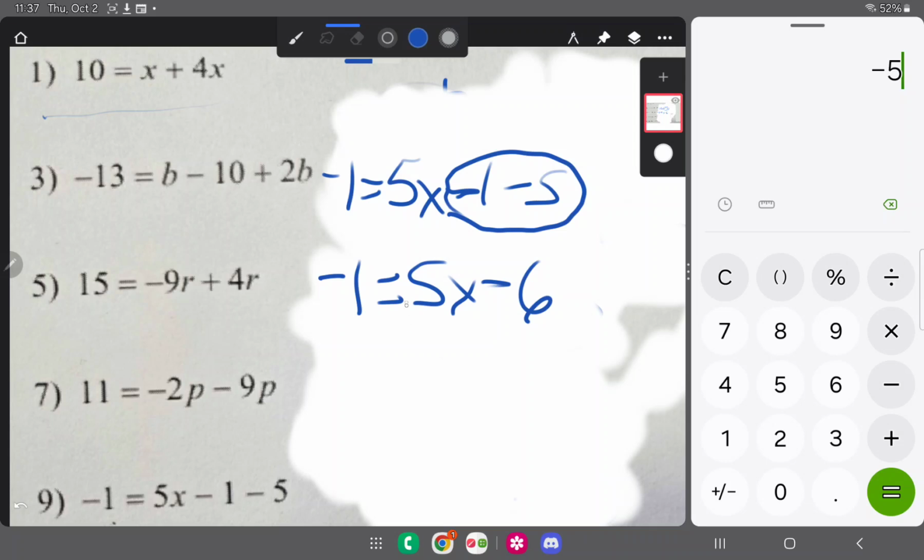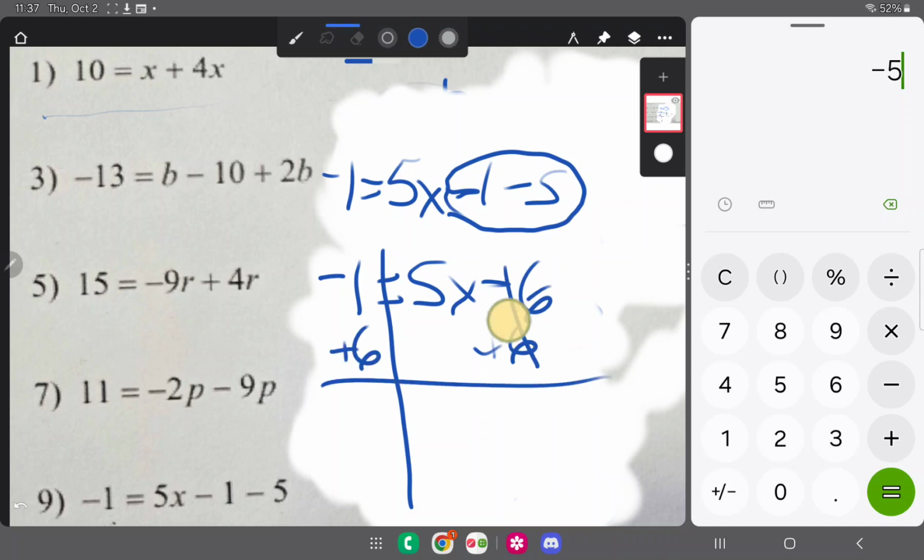Then we have our classic 2-step equation. So we're going to put our line down here and isolate the x. We're going to add 6 on both sides. Negative 1 plus 6 is positive 5. Then we're going to divide both sides by 5. So x is equal to 1.